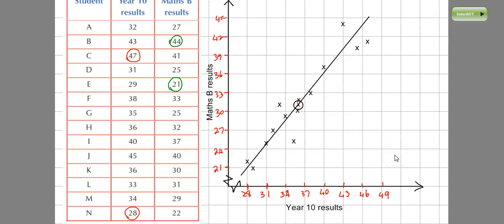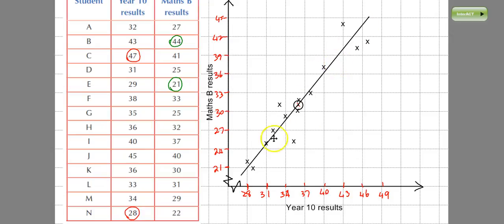A negative relationship means as one increases, the other decreases, and it would look like a downward sloping line. An example of something that would have a negative correlation might be, let me think, the number of hours you spend exercising a week and your resting heart rate. Now, the fitter you are, the lower your resting heart rate. So as you spend more time exercising, your heart rate should come down. So that would be an example of negative correlation.